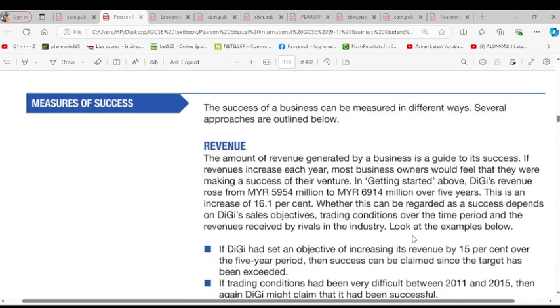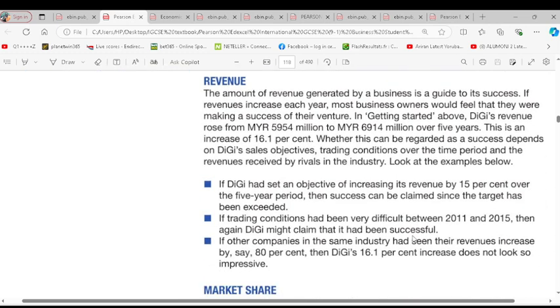The success of a business can be measured in different ways. Several approaches are outlined below. The first one: we can measure the success of a business through its revenue. Revenue is the amount generated by a business through sales. So the amount of revenue generated by a business is a guide to its success.